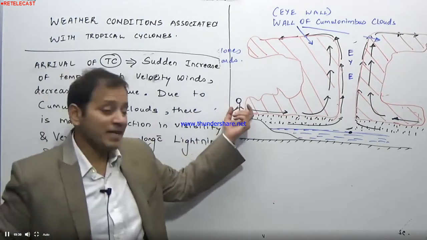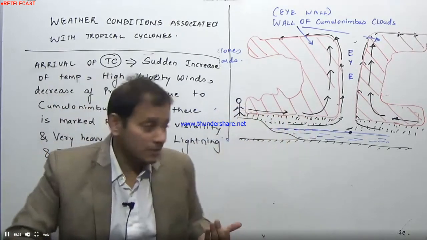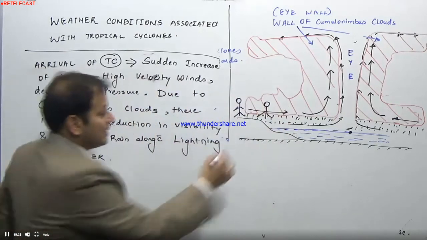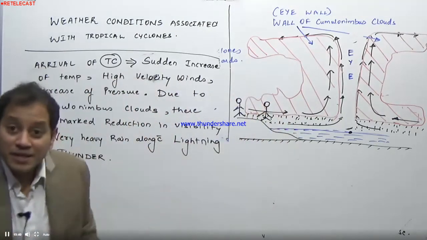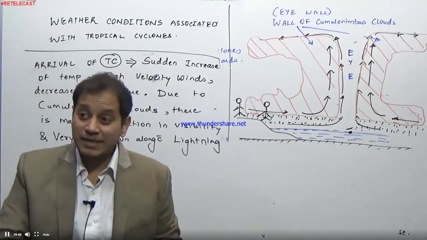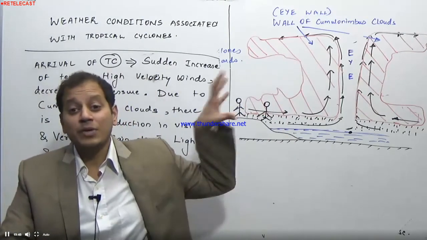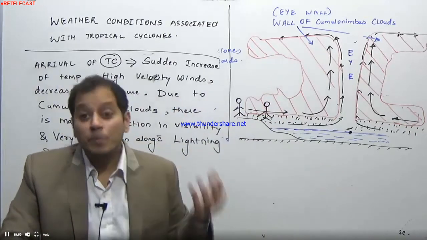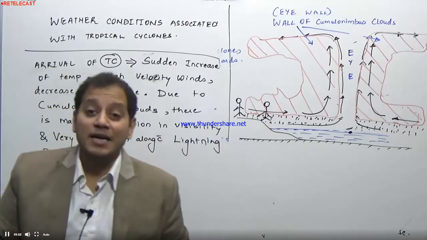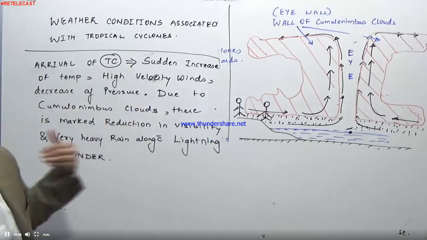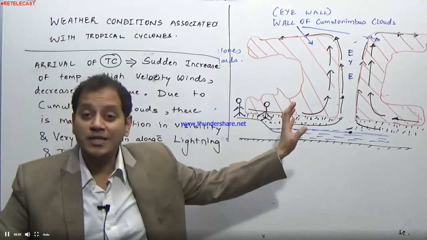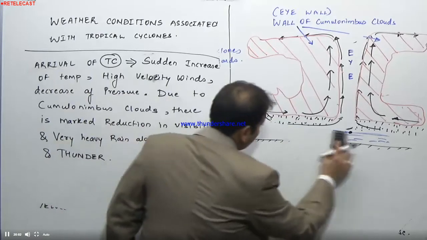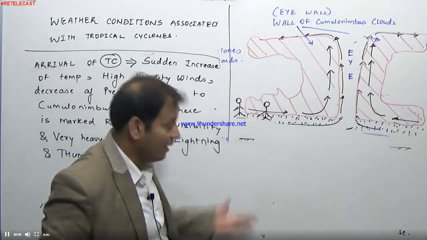So when you are standing here, initially you will see the dark clouds approaching. When the tropical cyclone approaches, there will be marked reduction in the visibility. You are inside the cumulonimbus cloud. You will experience very heavy precipitation. There will be warmth because it is a low pressure center, and low pressure center means high temperature, and obviously very, very high velocity winds which will pull you inside the tropical cyclone. Over a period of time, this tropical cyclone will come and hit the land surface.